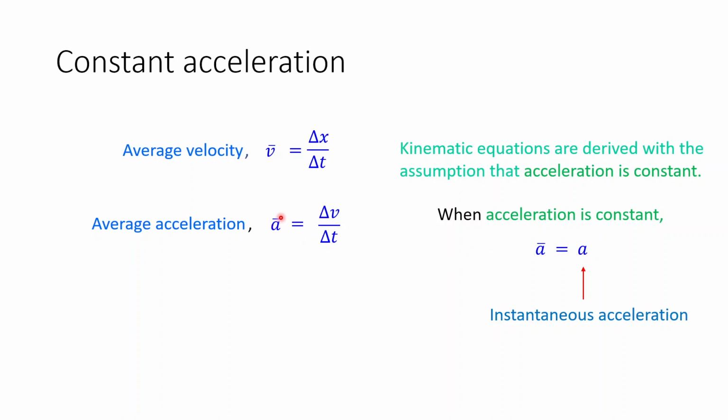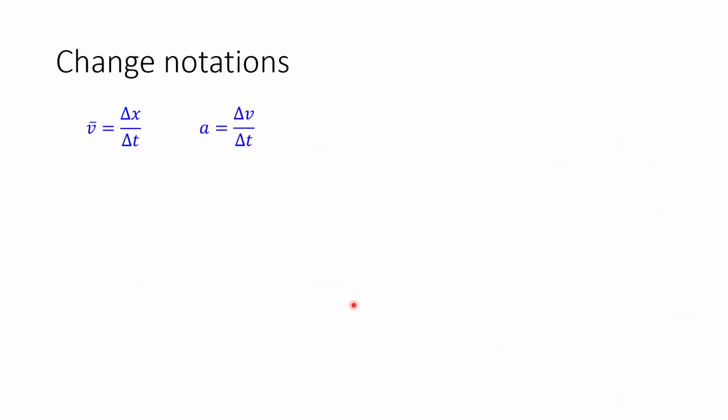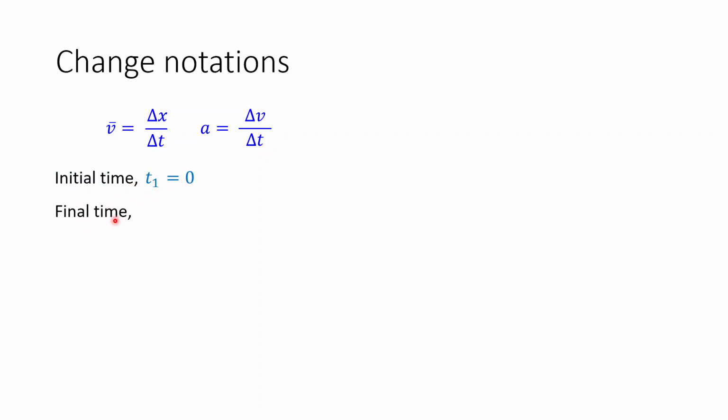So we can replace this a bar with a, and we get a is equal to delta v divided by delta t. We will use these two equations. Next, we do some changes in the notations. We take the initial time t1 is equal to 0 and the final time t2 is equal to t.